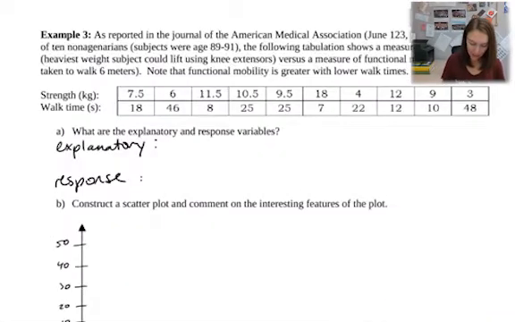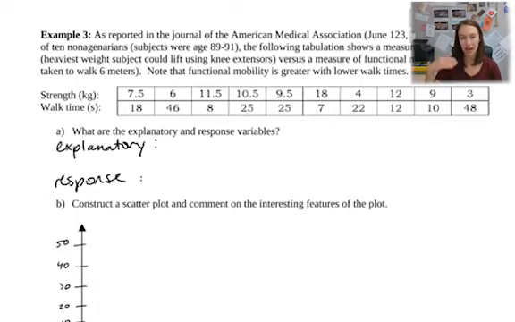Right, our next example, we're going to go through and actually construct a scatter plot. So we have, as reported in the Journal of the American Medical Association, a study of 10 nonagenarians, or subjects who were aged 89 to 91. The following tabulation shows a measure of strength, heaviest weight subject could lift using knee extensors, versus a measure of functional mobility, time taken to walk 6 meters. Note that functional mobility is greater with lower walk time.